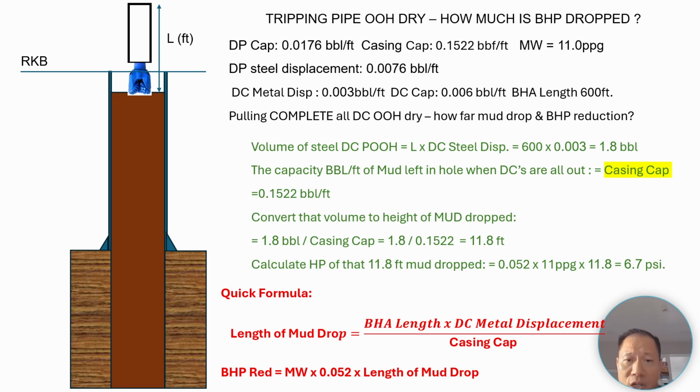All of these calculations you can do with this short and quick formula here. You take the BHA length times the drill collar metal displacement divided by the casing capacity, and you get the length of the mud drop in the annulus. You have that length of mud drop, you times the mud weight times 0.052, and you get the bottom pressure reduction.